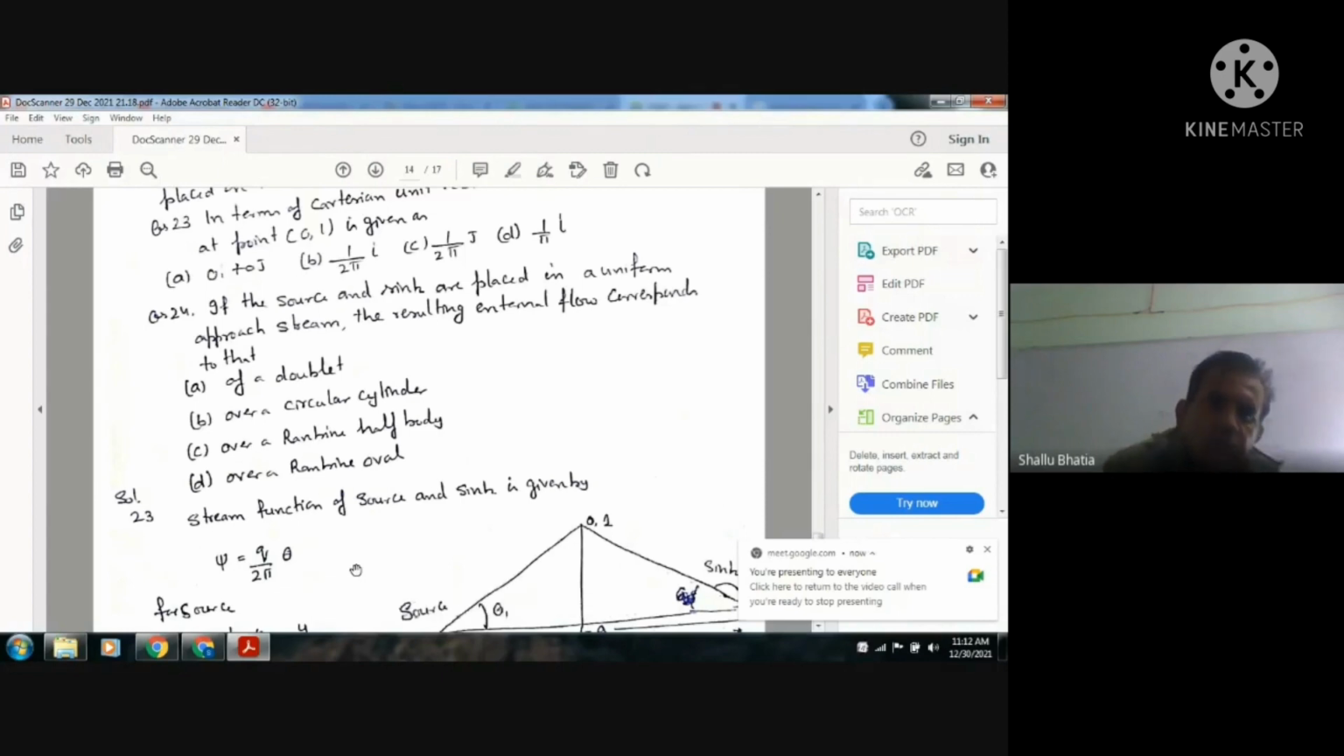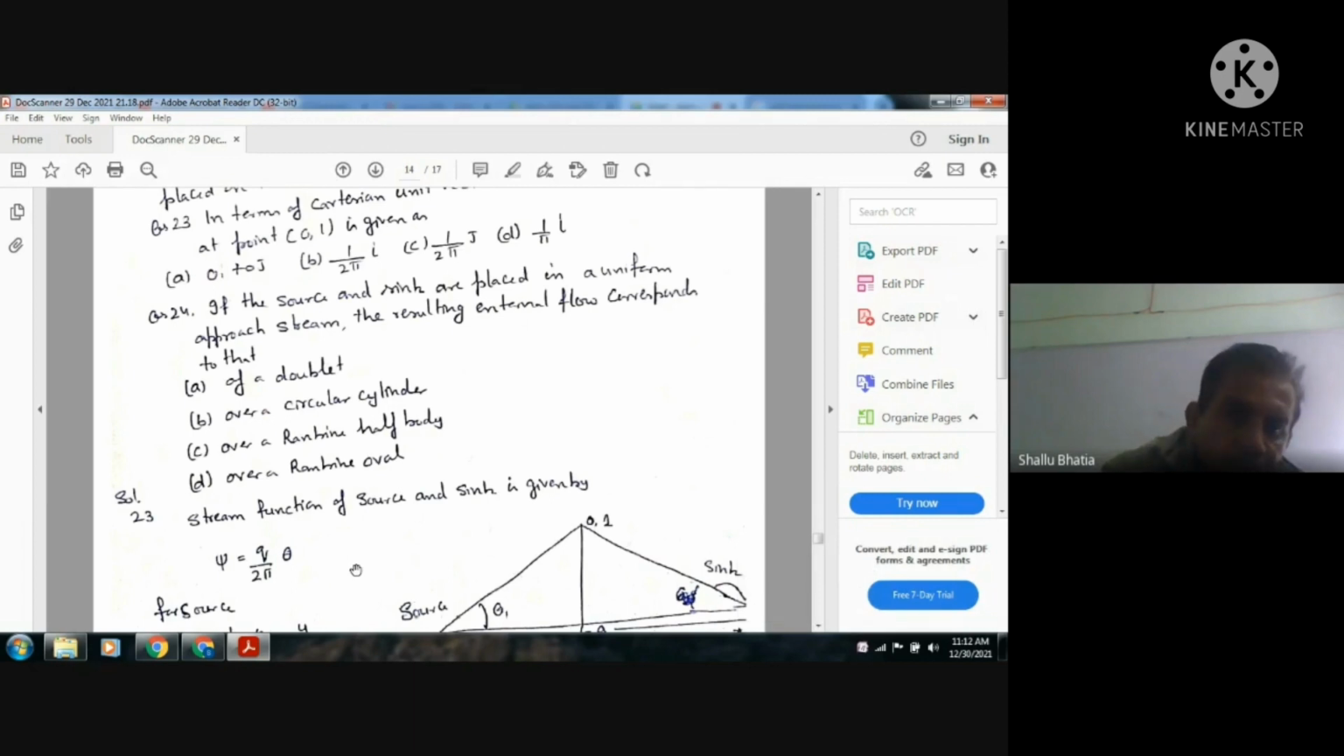Hello, in the last video of the question paper of GATE 2007 XE fluid mechanics, there is some correction in question number 24. What is that? Question number 24 is: if a source and sink are placed in a uniform approach stream, the resulting external flow corresponds to, option A, a doublet; B, flow over a Rankine cylinder; C, flow over a Rankine half body; D, flow over a Rankine oval.